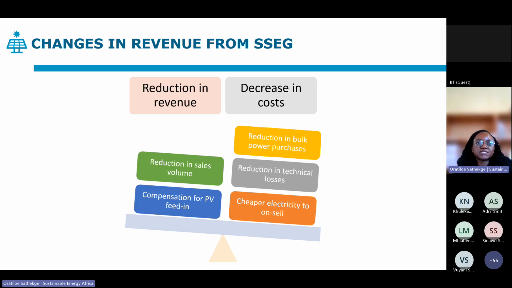Lastly, one of the last balancing acts would be a reduction in bulk power purchases. Because our embedded generation system is injected close to the loads, the network losses are reduced on all the networks. So that would then result in a decreased loss. All of these 5 factors need to be thought of or balanced out as we design our tariffs. And it's all just an art, I would say, in trying to design the SSEG tariffs.